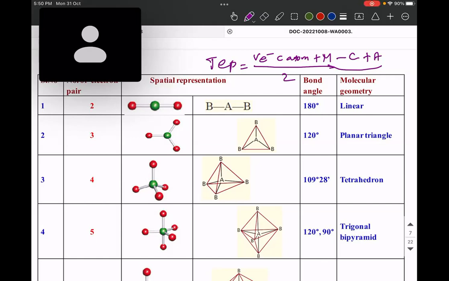So you have to calculate the lone pairs. Lone pairs equal the total electron pairs minus the monovalent attached atoms. Okay, take a molecule. You say any one molecule.